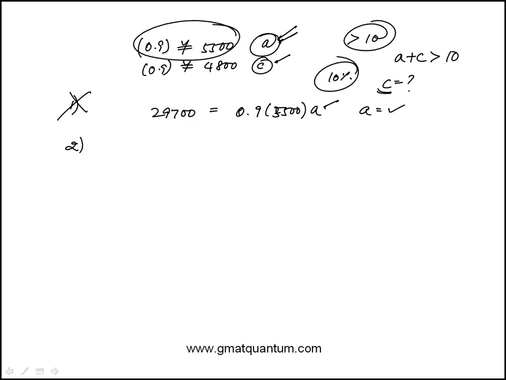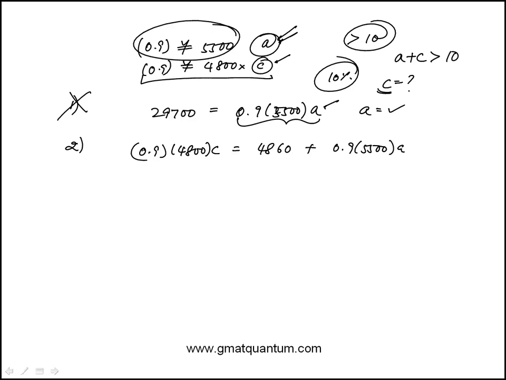Statement 2 says the total admission fees paid for the children in the group, which would be this product, 0.9 times 4,800 times C, is 4,860 plus this. And I need to just show that I will get multiple values for C because they are constrained to be integers. So first I need to clean this up, multiply by 10, which would require me to multiply each term by 10, so that gets rid of this decimal.